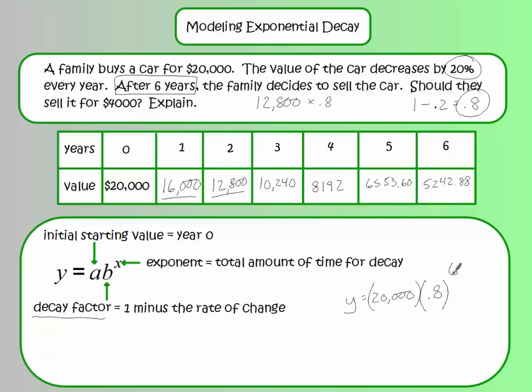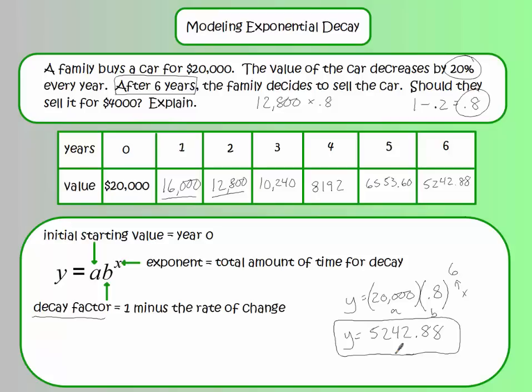Okay, so all you do is you put this in your calculator. You say 20,000, use parentheses, then parentheses again, 0.8, and then you raise it to the 6th power, and you will get $5,242.88. All right, so this was your A, this was your B, and this was your X up here. That's that Y equals A times B to the X. And this is how much the car is now worth after 6 years.